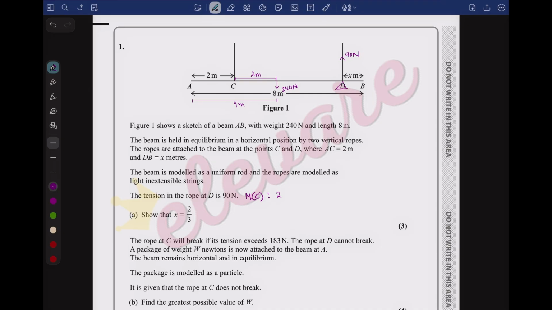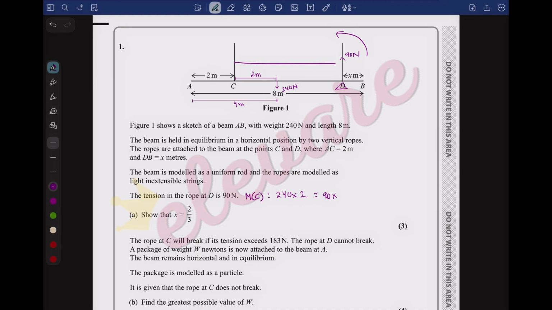So the first moment will be 240 times 2. And what is this moment? Yeah, this is a clockwise moment. Okay, now this clockwise moment will have to be equal to the anti-clockwise moment created by this 90 newtons of force. Okay, so that is our equation. That is the principle of moments, right? Total anti-clockwise moment will be equal to the total clockwise moment. That's all it's about. So this equals 90 times, what is the distance of this 90 newtons force from the pivot C?